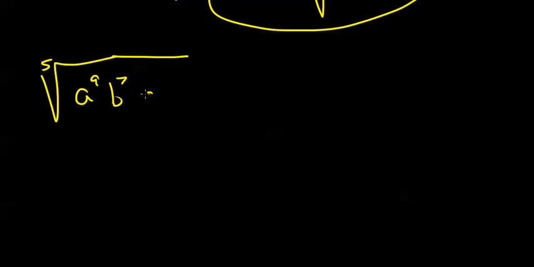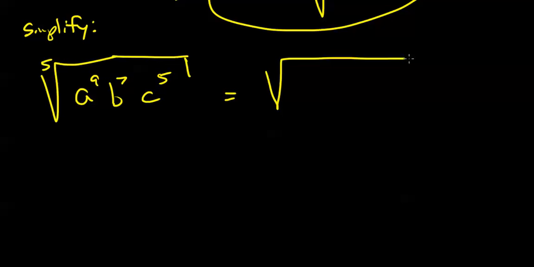So, two more I want to talk about today. Let's simplify the fifth root of a to the ninth, b to the seventh, times c to the fifth. The long and short of it is, some of these powers of these variables can come out from under the root sign, and some of them can't.